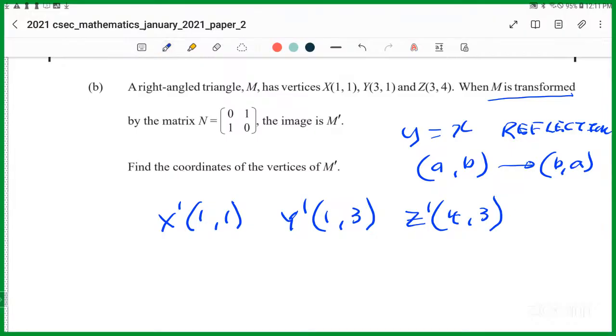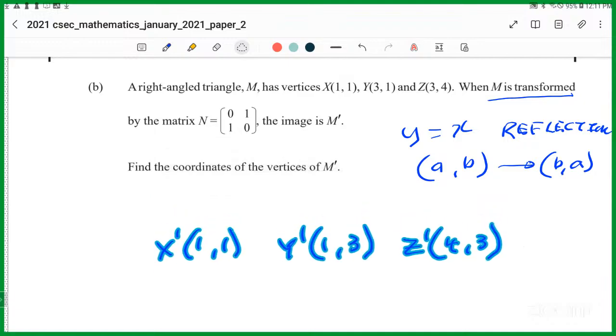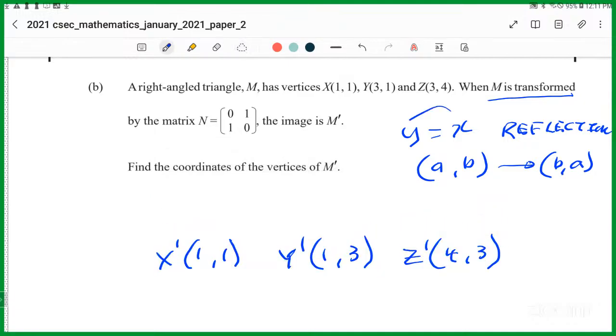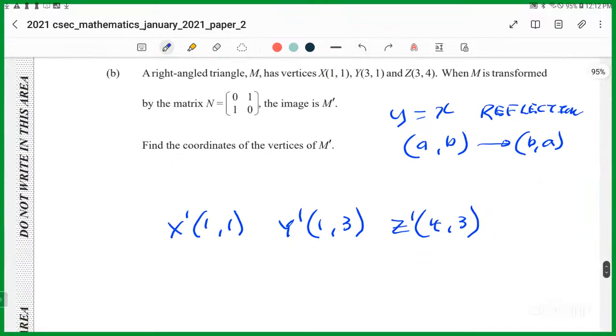And this is my explanation. Let me move this down. This is my explanation for it. That's what it is. I've done it. I've said it is a y equals x reflection, reflection line y equals x. And what that does is reverse coordinates. So I must reverse the coordinates of these points that they gave me. That's the answer right there.